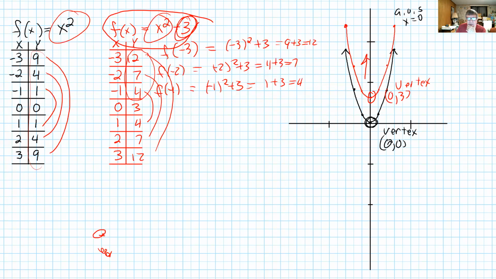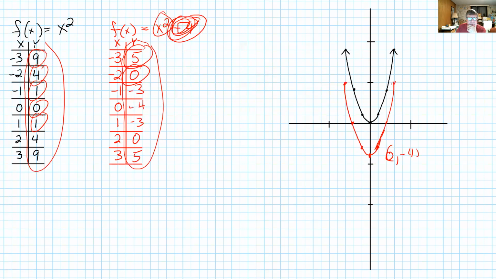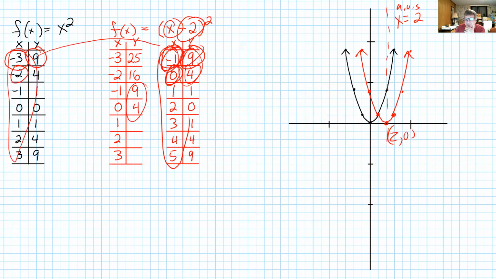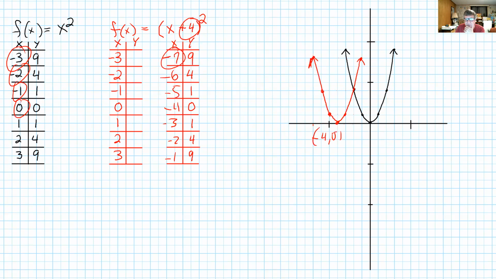+3 outside moved it up 3 units. -4 outside moved it down 4 units. So what happened outside was obvious. Positive went up, negative went down. -2 inside went the inverse. It went 2 to the right. +4 inside went 4 to the left.